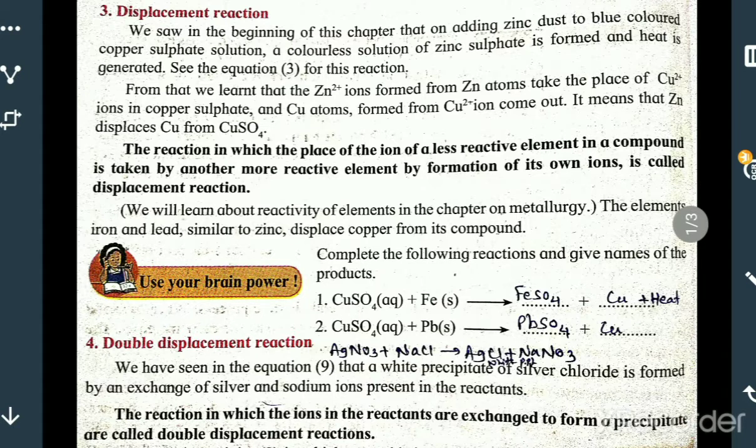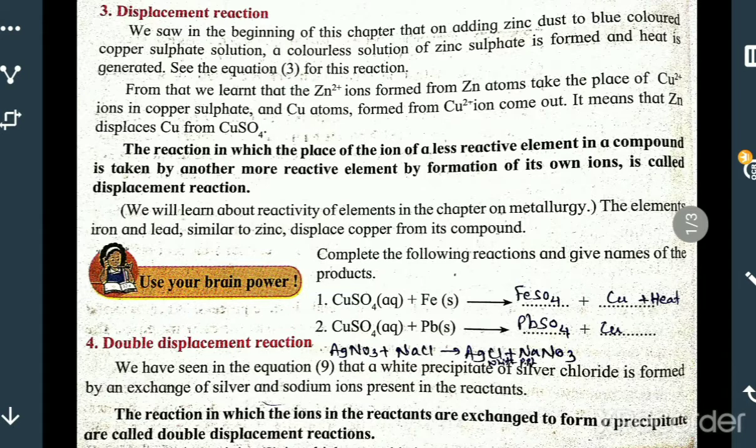We know that there are 4 types of chemical reactions. Out of that, the first type of chemical reaction is combination reaction. The second type is decomposition reaction. Number three is displacement reaction. And number 4 is double displacement reaction.